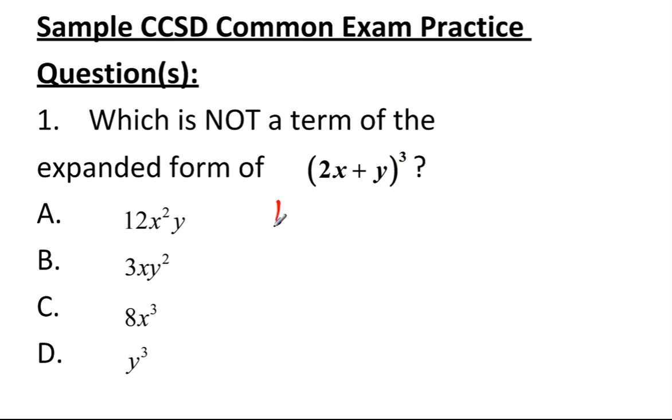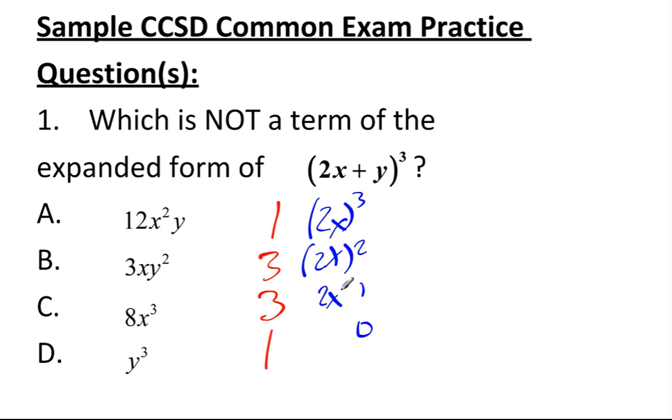3rd power. 1, 3, 3, 1. So we're going to kind of just work through the whole thing here. We're going 3, 2, 1, 0 for our powers of the 2x. Then we got our y. Powers are going to be going up, so 3, 2, 1, 0.